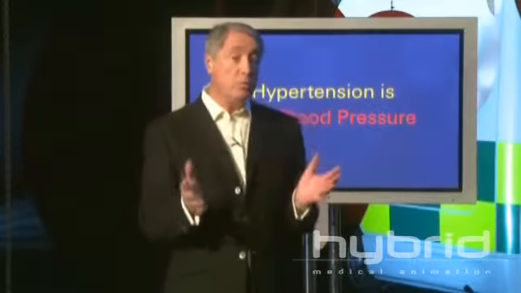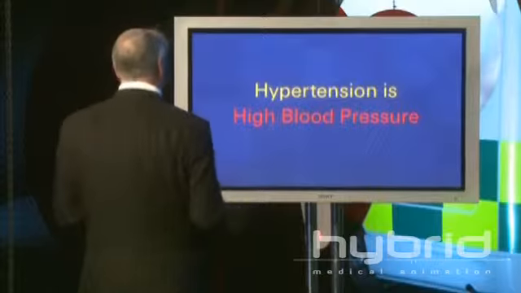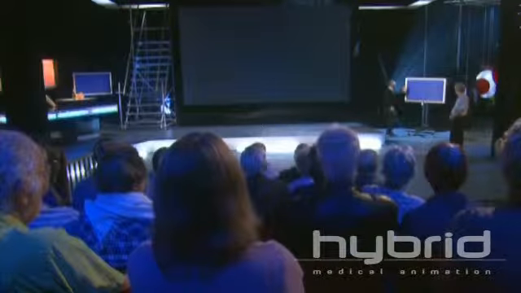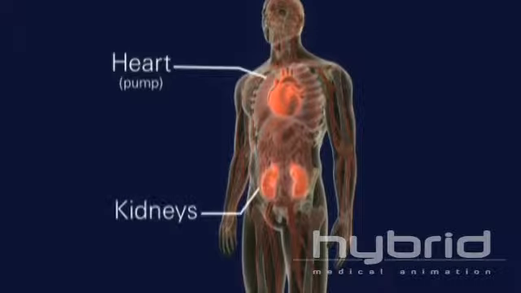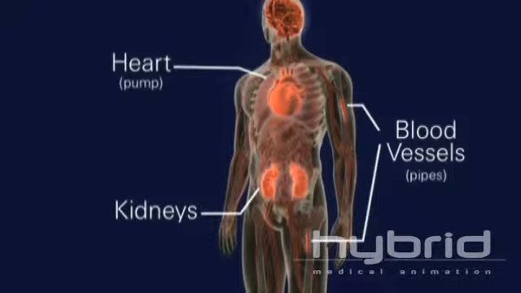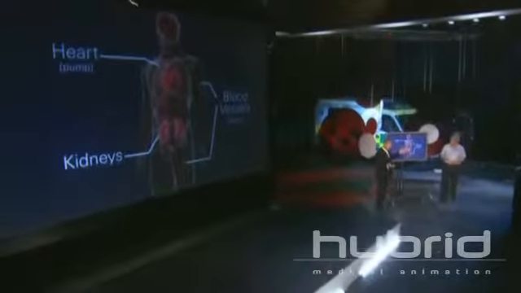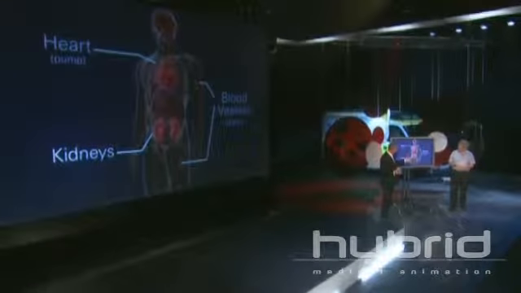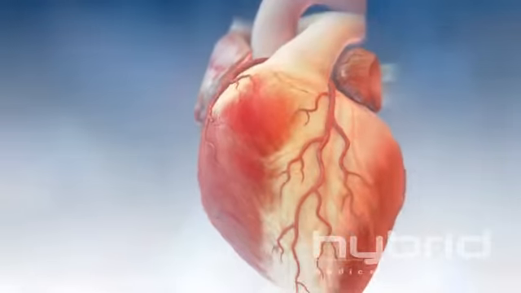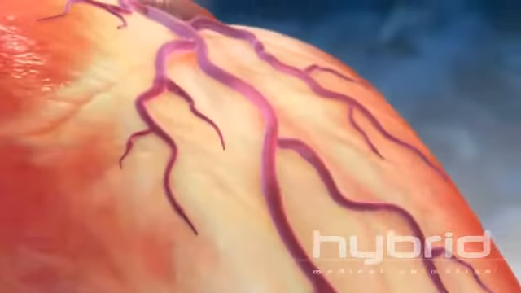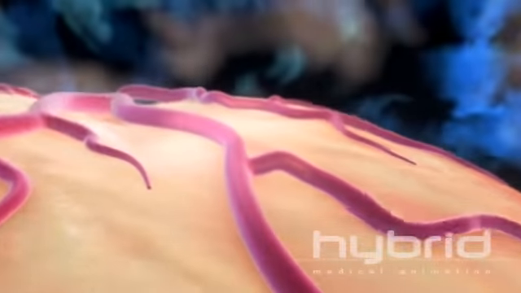Before we talk about hypertension, we need to look at the normal circulation and normal blood pressure. Now, the circulation consists of a pump, the heart, which is pumping blood through a series of pipes, the arteries, delivering oxygen and nutrients to the tissues, such as the kidneys and the brain, and a second series of pipes, the veins, takes blood back to the heart and the lungs, completing the circulation.